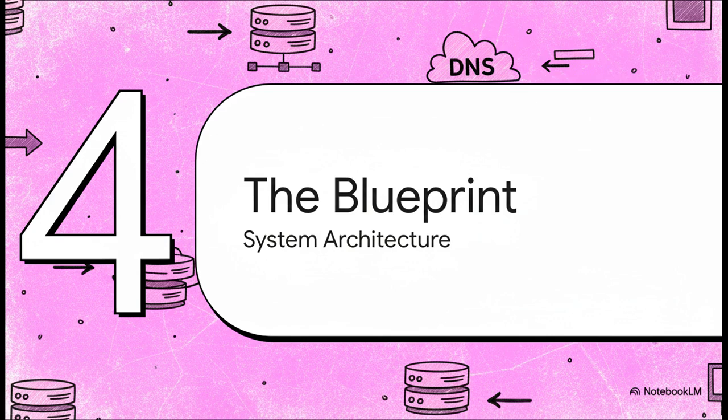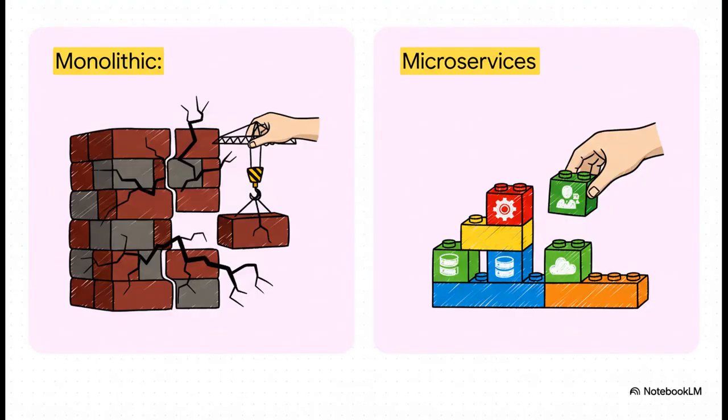So we've seen the individual parts, but how do they all fit together into a coherent system? Well, the overall blueprint is defined by its architecture. Let's take a look at the two big approaches. On one side, you've got the monolithic architecture. Think of it like an all-in-one appliance. Everything is in one big code base. This is usually the best way to start a new project because it's so fast and simple to build. But as it gets bigger, it can become a real monster to update.